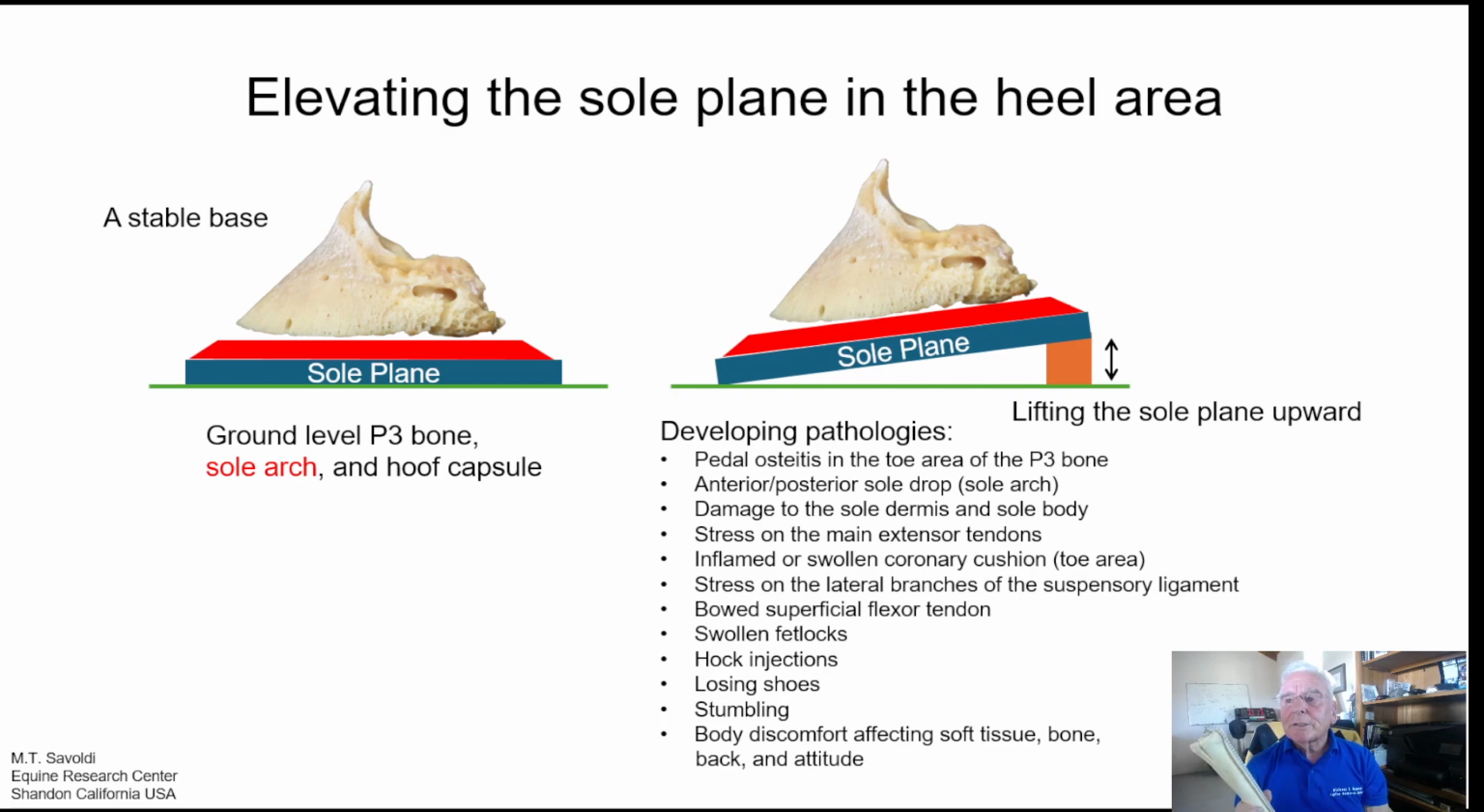Stress to the lateral branches of the suspensory ligament. This is one you can all look at. The suspensory ligament comes down the back of the leg. It attaches to the top and the sides of the sesamoids. Then it comes down and wraps around and attaches to the branches of the main extensor tendon. There's two. You have your medial and lateral branches of your suspensory ligament wrapping around this foot. But they'll attach to the main tendon, the extensor tendon, and also it attaches to bone.